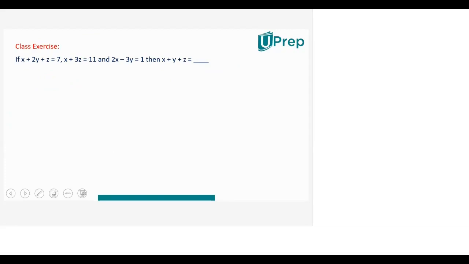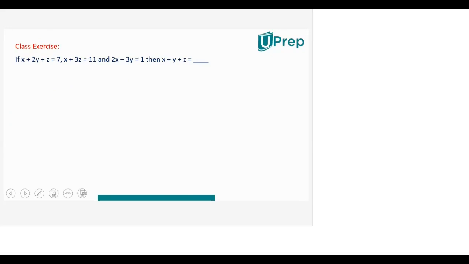Here you have x plus 2y plus z is equal to 7 as one equation, x plus 3z is equal to 11, and 2x minus 3y equal to 1. Three equations are given. Clearly the first one, x plus 2y plus z is equal to 7, is a linear equation in three variables. Using these three equations, you have to solve for x, y, and z, and find what is x plus y plus z.